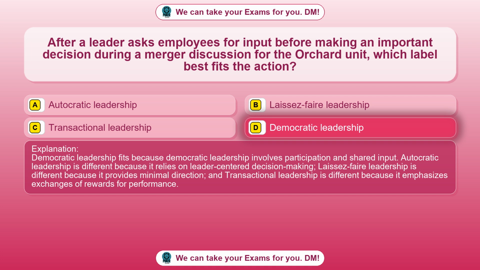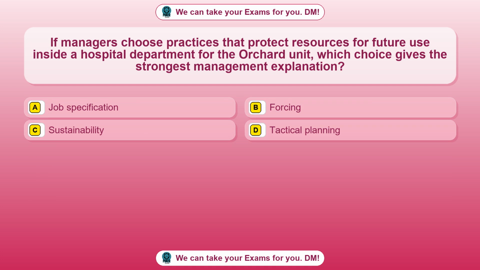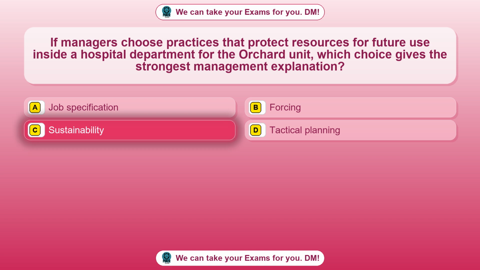Question 81. If managers choose practices that protect resources for future use inside a hospital department for the Orchard unit, which choice gives the strongest management explanation? Option A, job specification. Option B, forcing. Option C, sustainability. Option D, tactical planning. The correct answer is option C, sustainability.